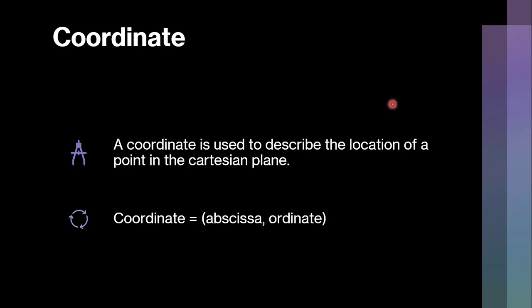Now coming to the general concept of coordinate. So in general, a coordinate is the abscissa comma ordinate in parentheses. For the Cartesian plane that I'm talking about, a coordinate is used to describe the location of a point in a Cartesian plane. Of course, we were interested to measure the location. Where is point P actually located? So we were concerned about abscissa and ordinate.